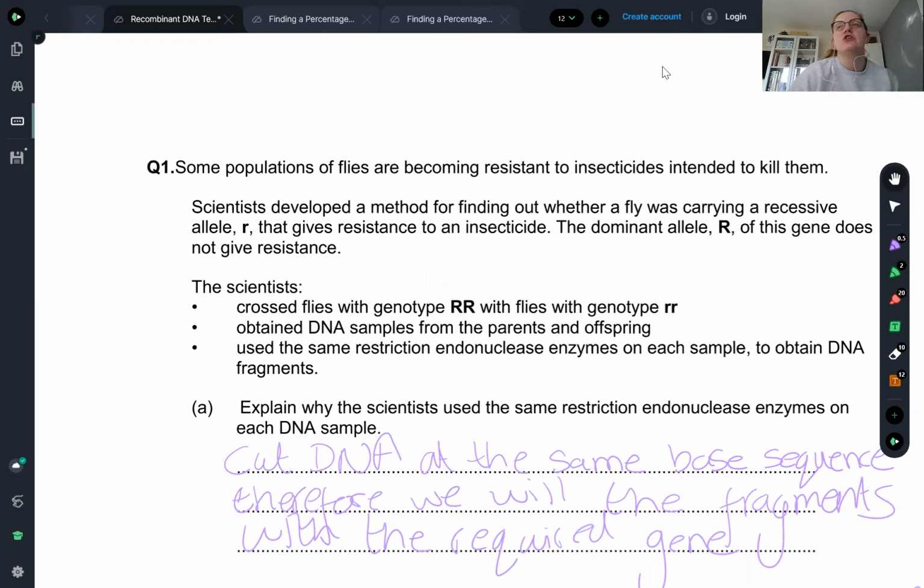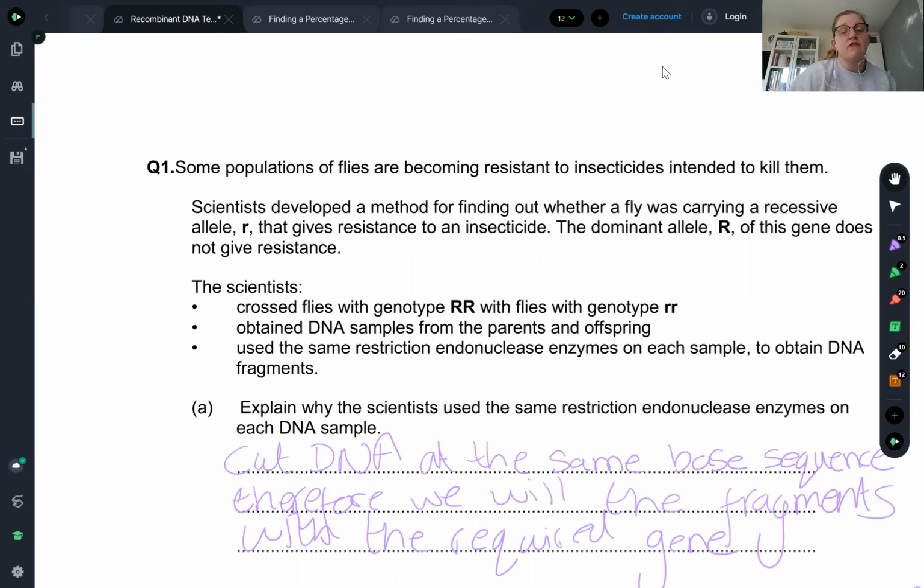So we'll probably return and revisit some of these at a later date, but we're just going to look at the recombinant DNA tech questions based on this. So this first question: some populations of flies are becoming resistant to insecticides that intend to kill them. And what scientists are doing, they're developing a method for finding out whether a fly was carrying a recessive allele that gives resistance to an insecticide or a dominant allele that does not give resistance.